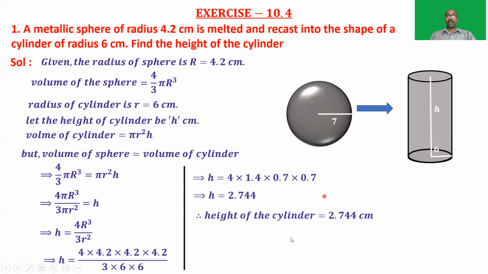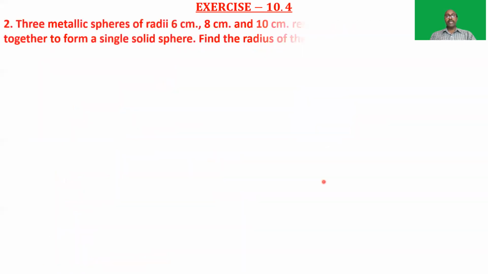So in this problem, I am equalizing the volume of the cylinder and the volume of the sphere. That's all. By that we can get the height of the cylinder very easily. So take the second one. Three metallic spheres of radii 6 cm, 8 cm and 10 cm respectively are melted together to form a single solid sphere. Find the radius of the resulting sphere.